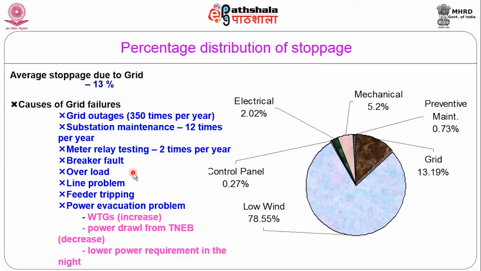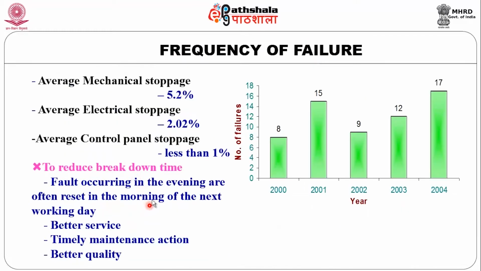And of course, in southern part of India, we have very poor grid lines, and it needs a separate corridor to evacuate the electricity generated from wind farms to the other parts of the country. And this is the frequency of the failure. So, average mechanical stoppage 5.2 percentage, average electrical stoppage 2.02 percentage, average control panel stoppage less than 1 percentage. Again, all these could be minimized.